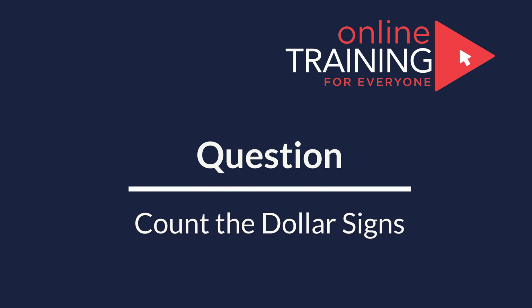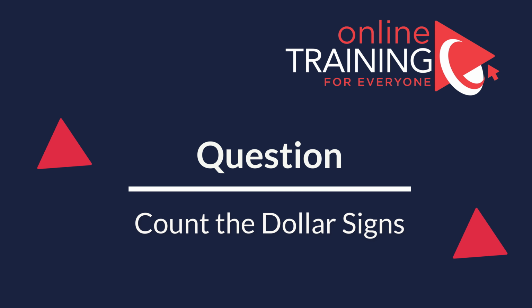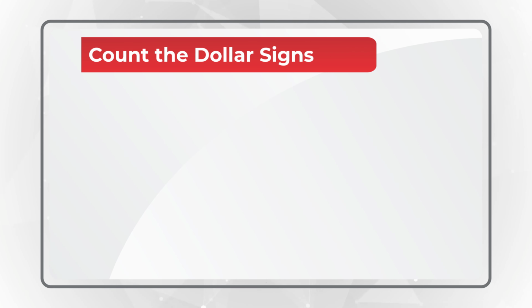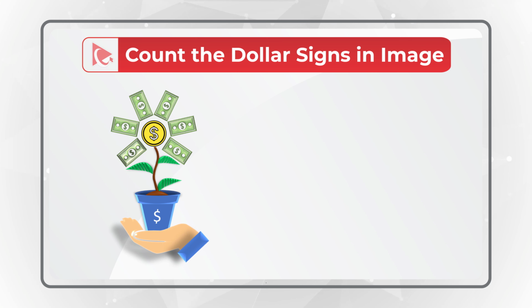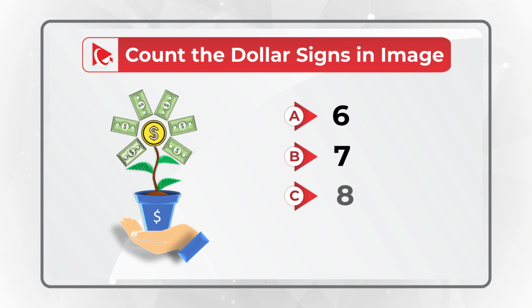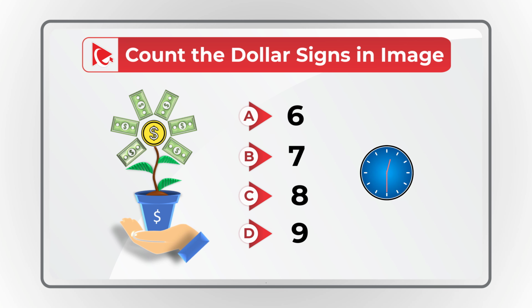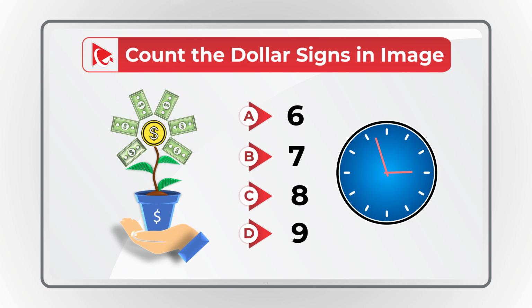Here's an interesting and very unusual question where you need to count all dollar signs in the image. You're presented with the flower image. The image has many dollar signs, and you need to select the final answer out of 4 different choices. Choice A, 6, choice B, 7, choice C, 8, and choice D, 9. Do you see the answer? Give yourself a little bit of time to see if you can count all possible options.